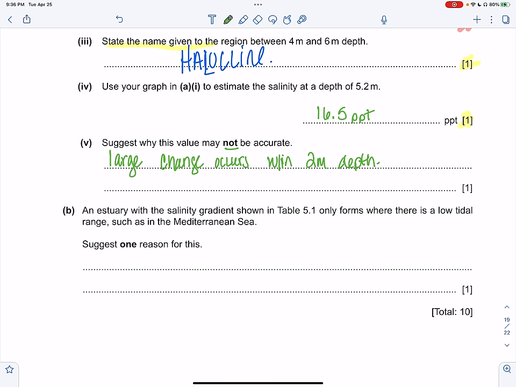Not at 2 meters depth, but like a 2 meter depth range, like from 4 to 6. And we don't have the data in between. We only have 4 and 6. We don't have 5. What about 4 and a half?